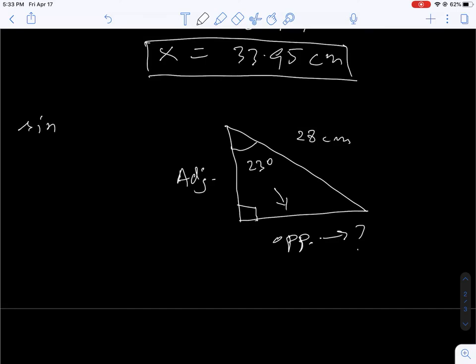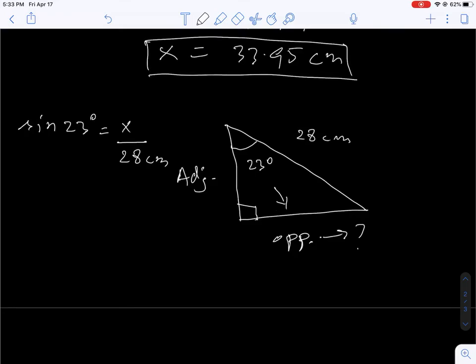So sine 23 degrees equals opposite, which is x because it's unknown, over hypotenuse, 28 centimeters. I'll just write down 1 there. I'm going to cross multiply. X times 1 is x. I'll multiply these two. So it is sine 23 degrees times 28 centimeters.